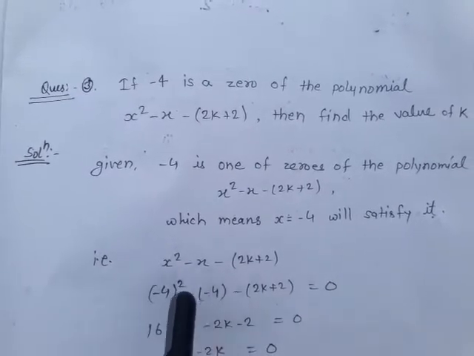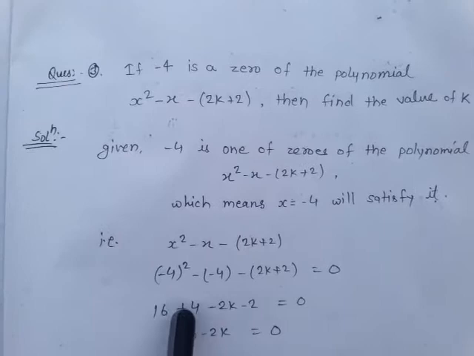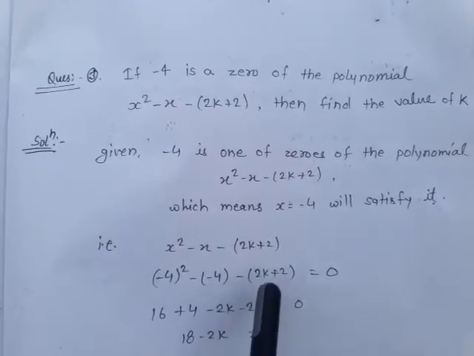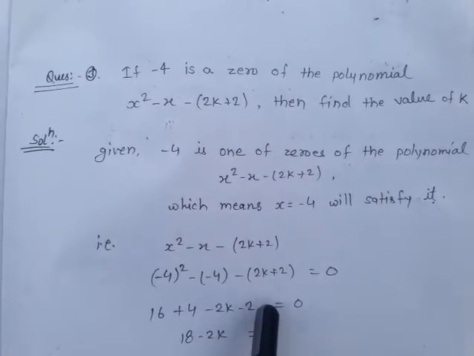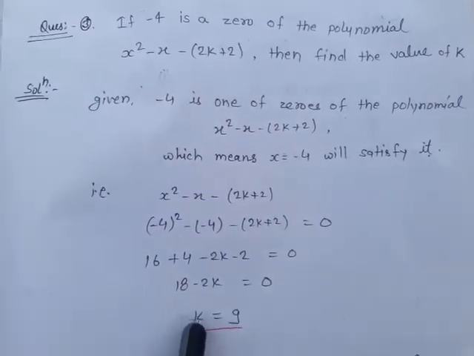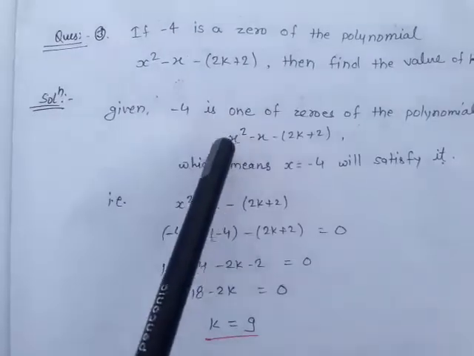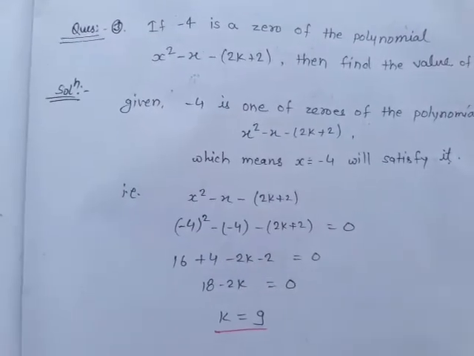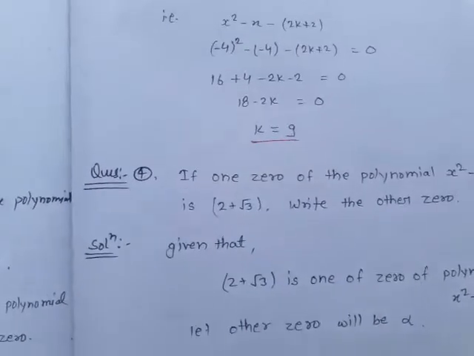Solving this, minus 4 square is 16, minus minus gives plus 4, and minus 2k, and this minus plus minus gives 2. Solving this, we get 18 minus 2k is equal to 0. We get k is equal to 9. So in this question, the value of k is 9. Now we move to the next question.